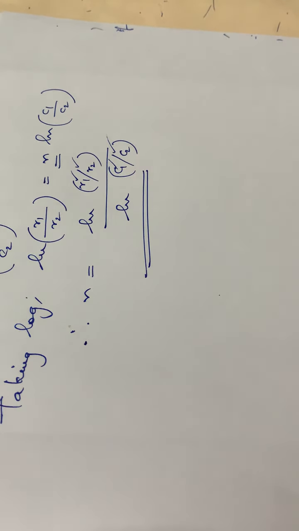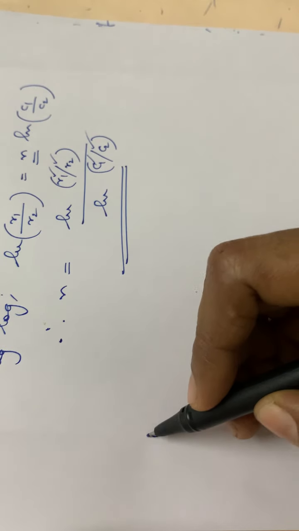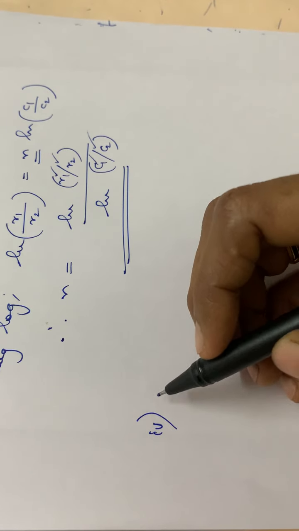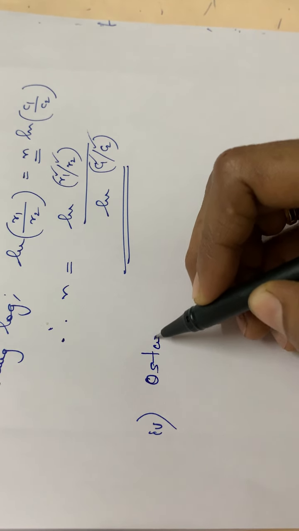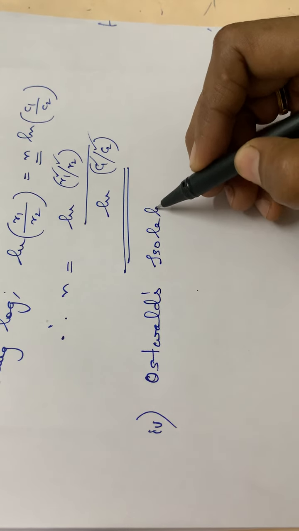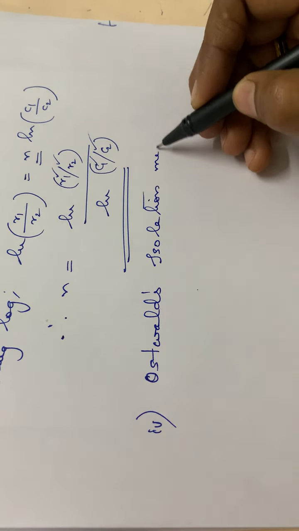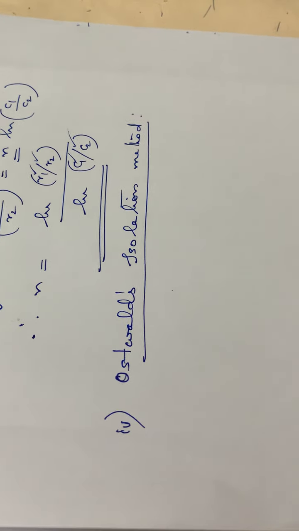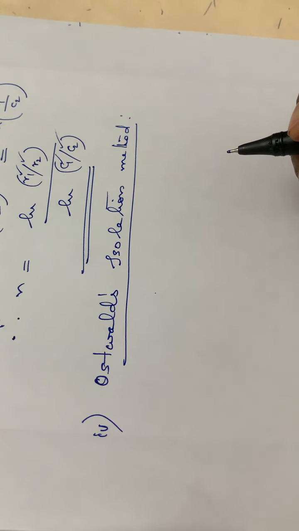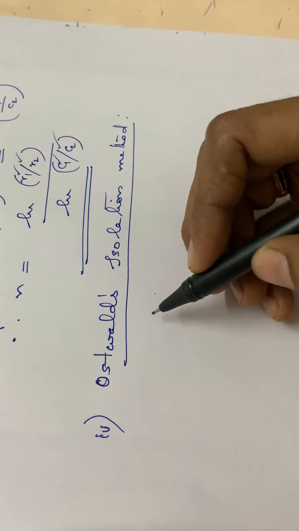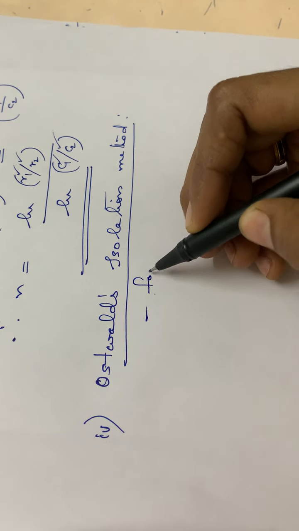Then the next one, the last method for determining the order of the reaction, is Ostwald's isolation method. This method is employed for determining the order of a complicated reaction.